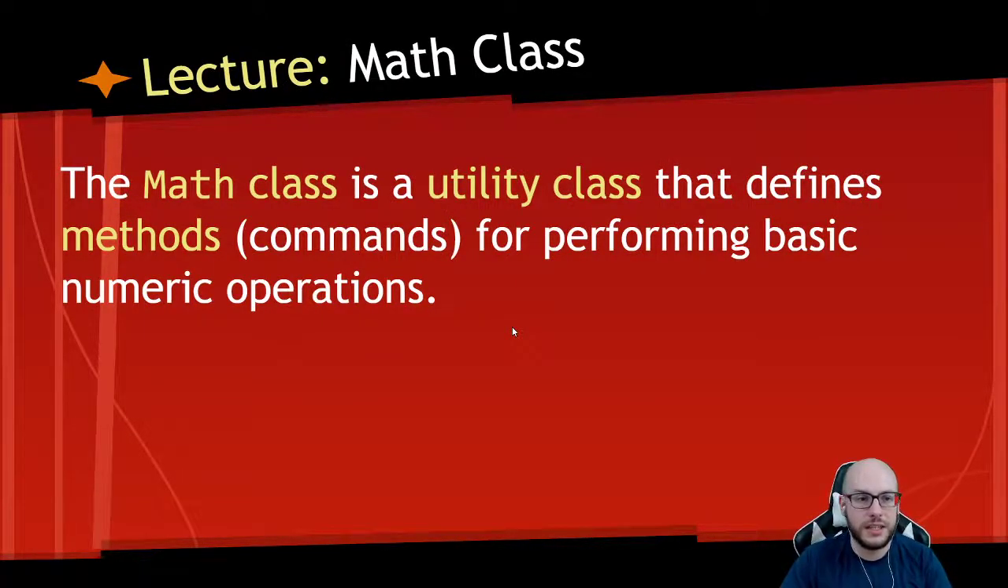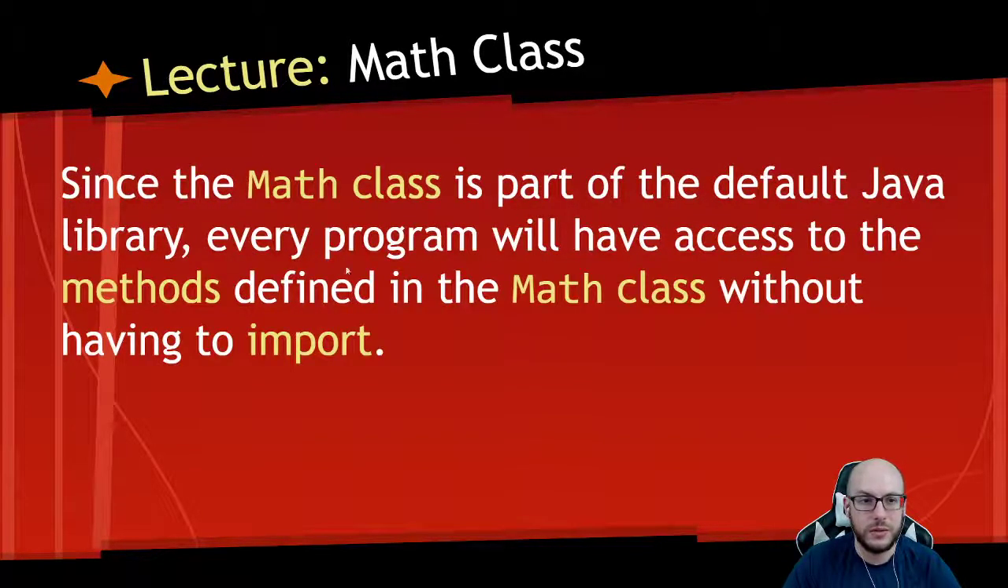That's a utility class that defines methods or commands. We actually know some commands, like System.out.println. That's a method, right? System.out.println is effectively the command that we use to print to console. We know nextInt, nextDouble, nextLine. Those are all methods that Scanner can do, effectively commands, operations, for performing basic numeric operations, right? So the Math class is going to define several of these things.